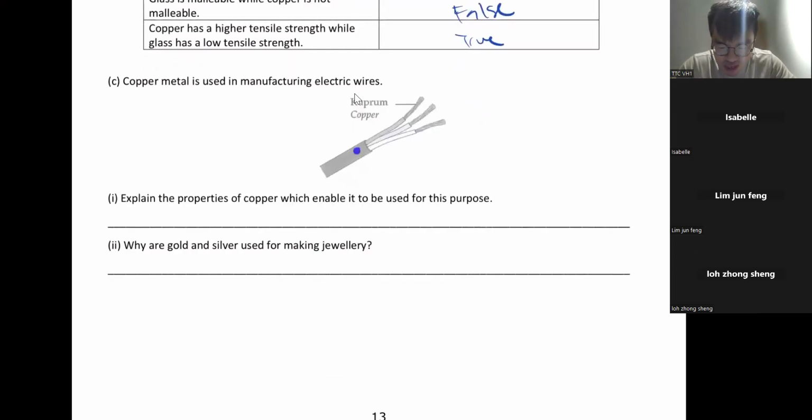Okay, C. So this is your copper wire. Oh, you know what are these? These are your insulation. Wire has this rubber around them, right? Sort of like a condom lah. It's like a condom for wires. Yeah, exactly.